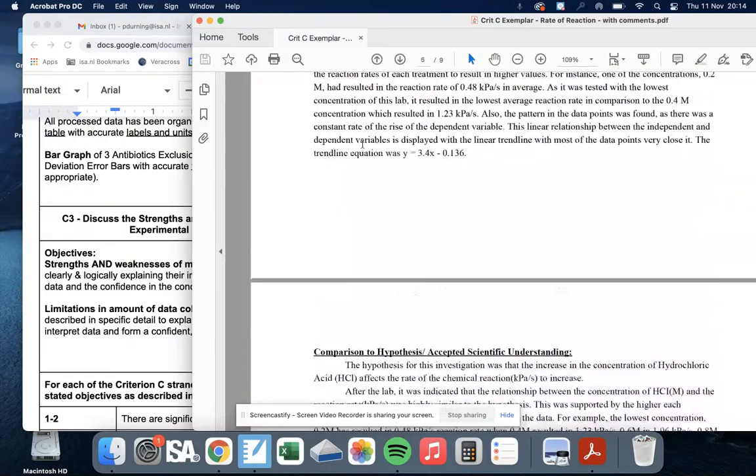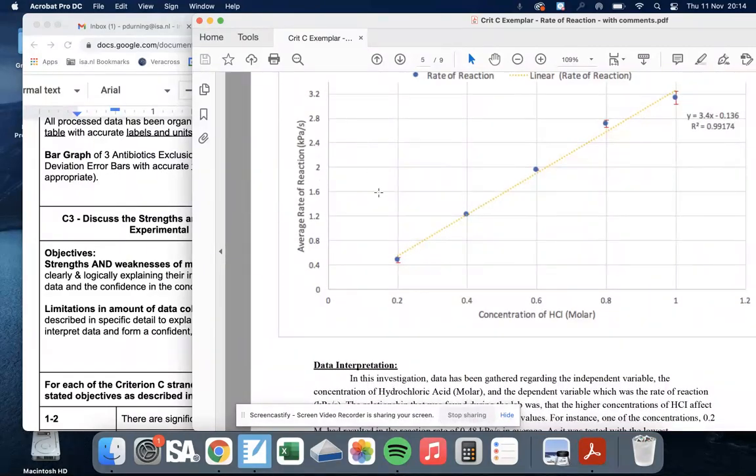in their graph. So if we look up here, they make comments about how they think their data is fairly reliable because the points are quite close to the trend line. Most of them are on the trend line, or the trend line goes through their error bars. It talks about how most of the data that they recorded was pretty close together, so they felt like it was reliable and they were getting consistent results.